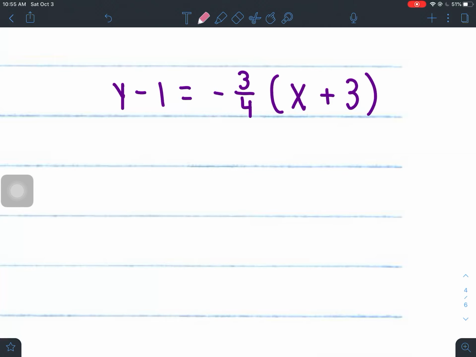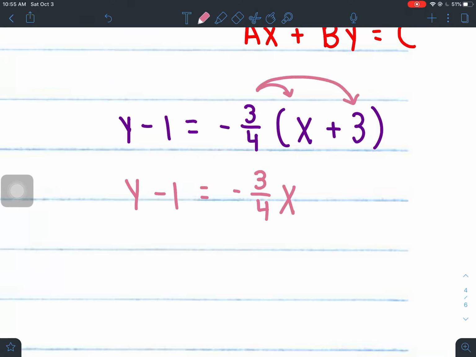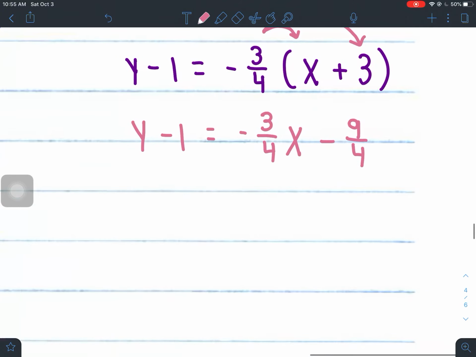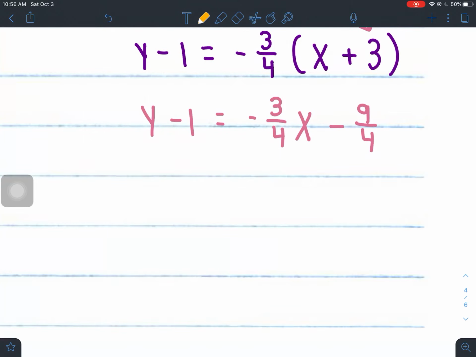We always start in point slope form, and then we're going to go to slope intercept, y equals mx plus b. So I'm going to first distribute. So we have y minus 1 equals negative 3 over 4 x, because negative 3/4 times x is negative 3/4 x. Negative 3/4 times positive 3 is going to be negative 9/4. Okay, so we have negative 9/4 here. Now we're going to have to get y by itself here. So the next thing I'm going to do is add 1 to both sides.